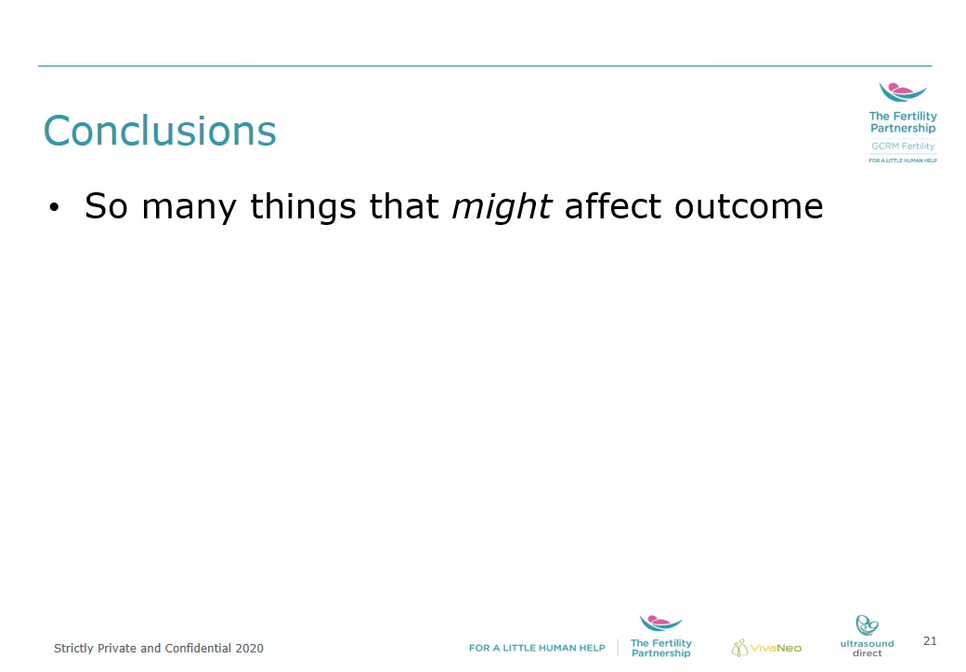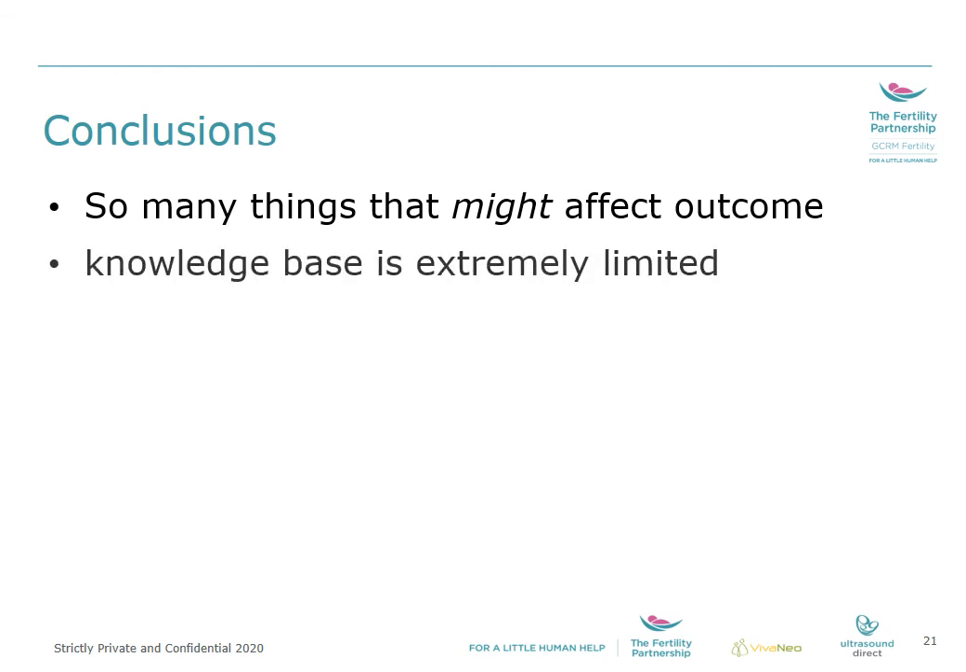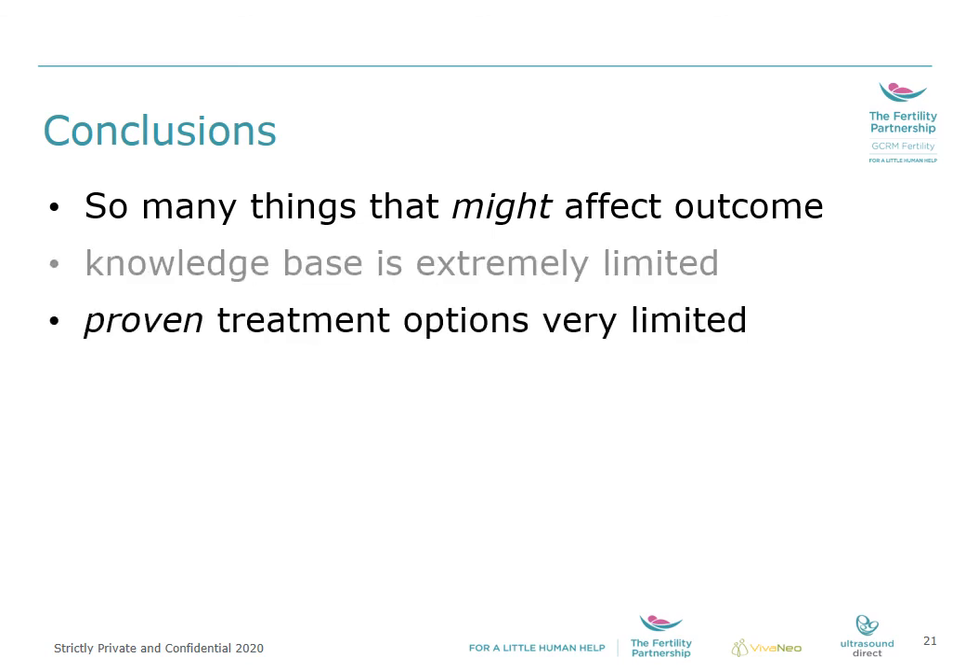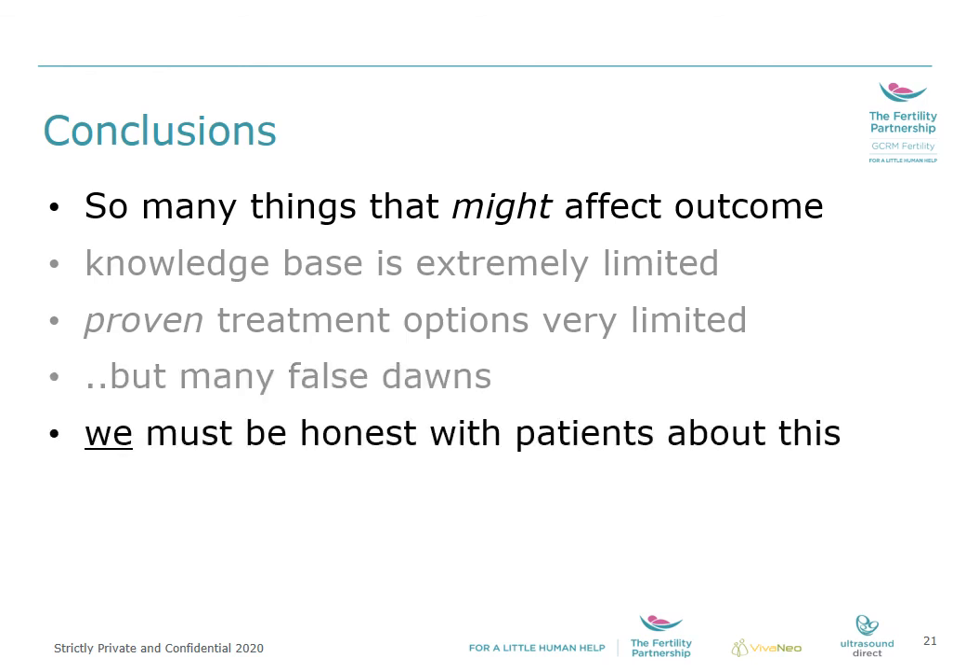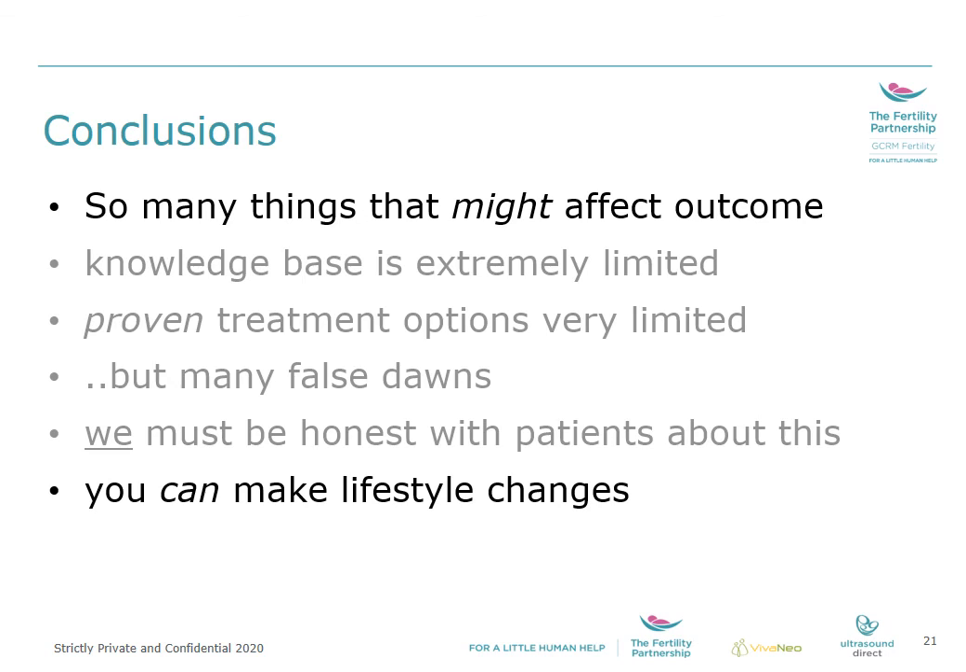So in conclusion, there are so many things that might affect the outcome of IVF treatment, that might affect the outcome of a pregnancy. But our knowledge base is extremely limited, and the proven treatments that we can offer are again very, very limited. And there have been many, many false dawns. The sticky blood story, the natural killer cell story. And we have to be honest with patients that we are at the limit of our knowledge, and that's what research is about. You can make lifestyle changes.